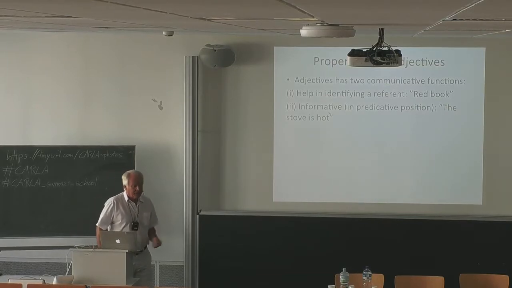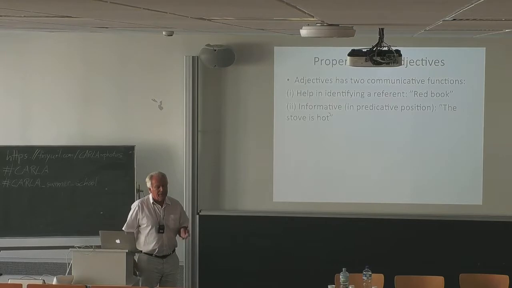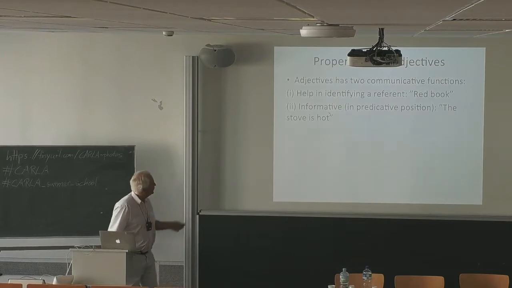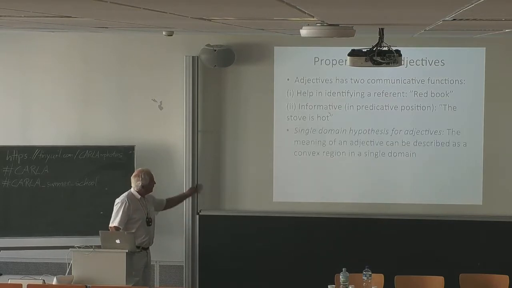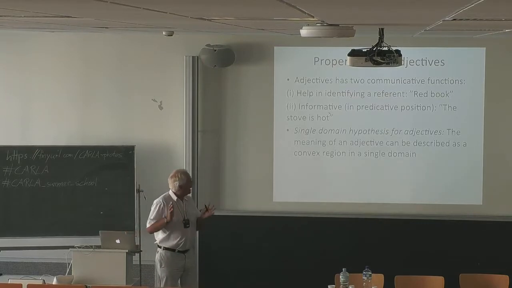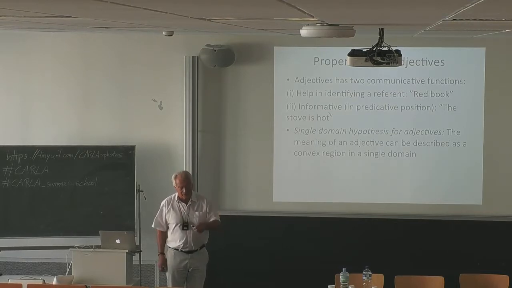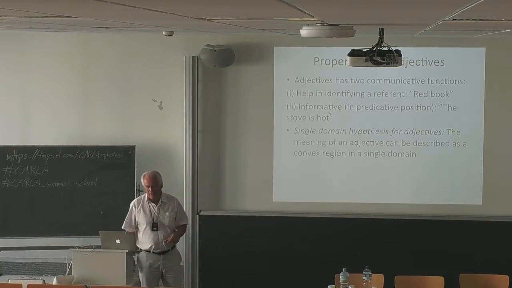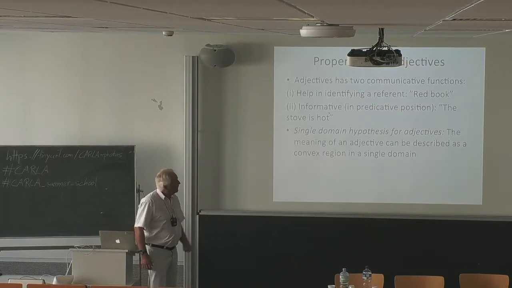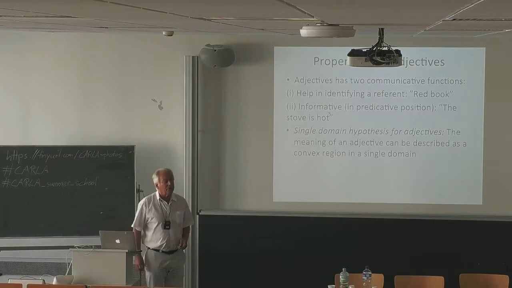My semantic recipe for adjectives is the following, what I call the single domain hypothesis for adjectives. The meaning of an adjective can be described as a convex region in a single domain. Once again, the convexity, once again, the domain notion. And this has some fairly strong consequences.